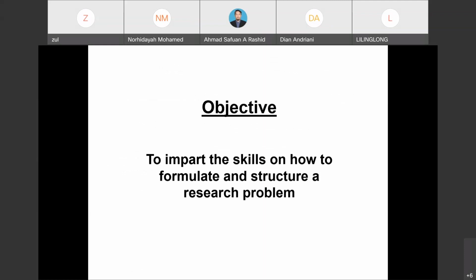So the objective is to impart the skill on how to formulate and structure a research problem. I will show some examples on how to address a research problem, and you can use them either for your thesis or for your journal publications.